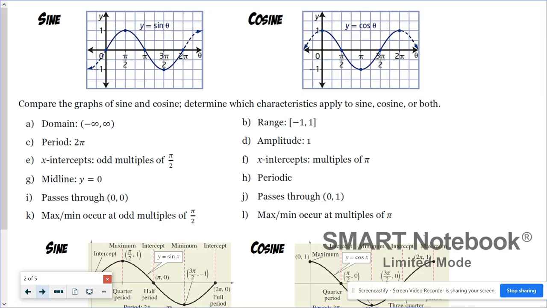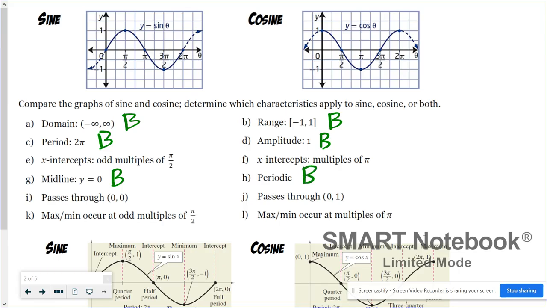When it comes to domain, both of these go forever to the left and to the right. So they both have a domain of negative infinity to positive infinity. Both of them have a range from -1 to +1. So they go as low as -1, they go as high as +1. Both of them have a period of 2 pi. So the period is like the length of one cycle. Both of them have an amplitude of 1. Both of them have a midline at y equals 0. Both of them are periodic.